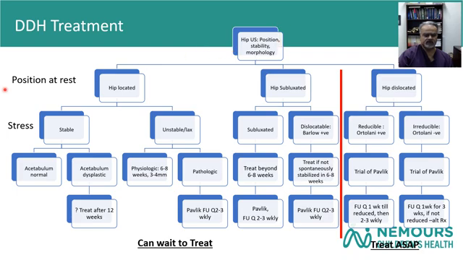The ultrasound helps us with position, stability, and morphology. So where is the hip at rest? Is it located? Is it subluxated? Or is it dislocated? What happens with stress? Does it remain stable, or is it loose, or is it dislocatable? And then what is the acetabular morphology like?